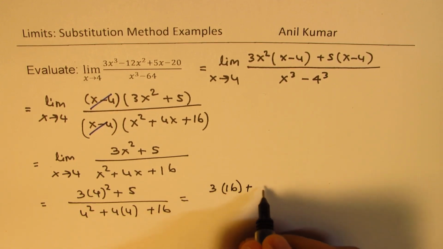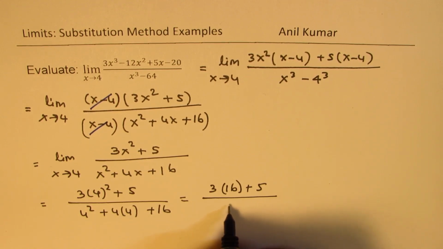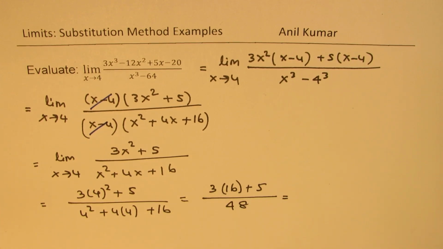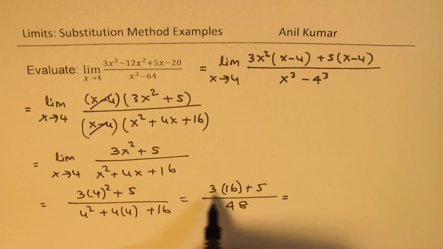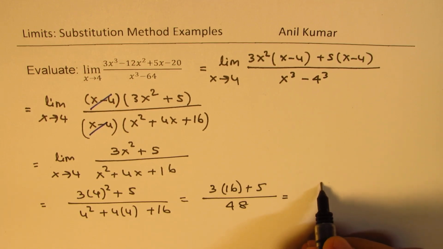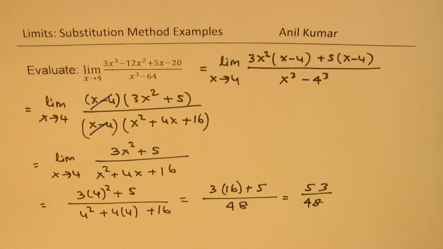So which is 16 times 3, right, which is 48. So we get 16 times 3 here also, right? 16 times 3, 48 plus 5 will be equal to 53 over 48, correct? So that becomes the limit for the given question, correct? So I hope that makes sense.